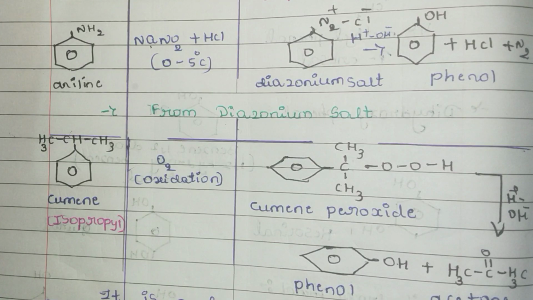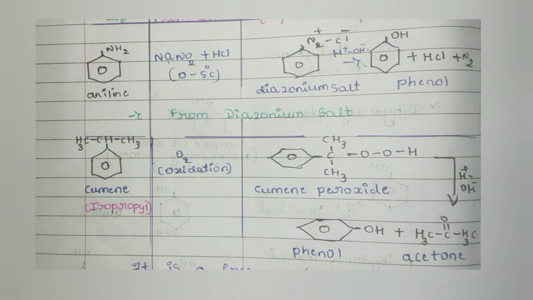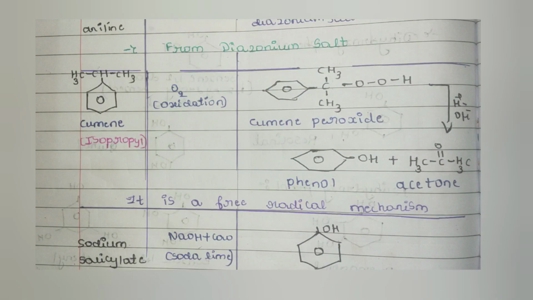And preparation of phenol from diazonium salt. When aniline is treated with sodium nitrite and HCl at 0 to 5 degrees Celsius, it gives a diazonium salt, and this is called diazotization. When diazonium chloride is hydrolyzed, it gives phenol.